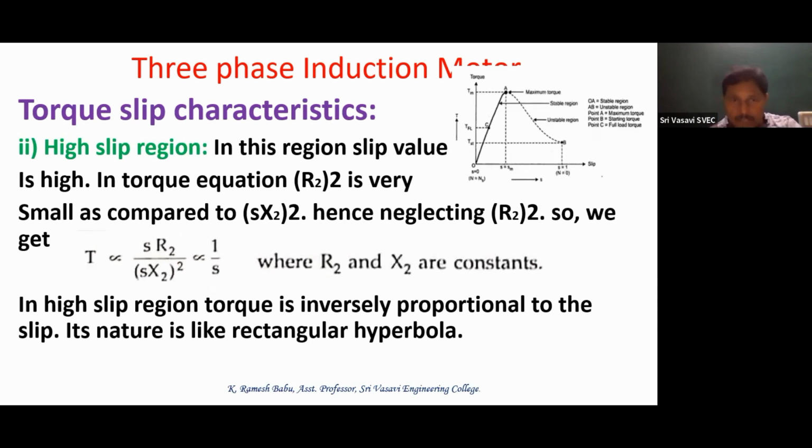So therefore, in the torque equation, the term R2 square is very, very small as compared to the (SX2) square, so we neglect the R2 square in the denominator. The torque equation is rewritten as T is directly proportional to SR2 by (SX2) whole square.